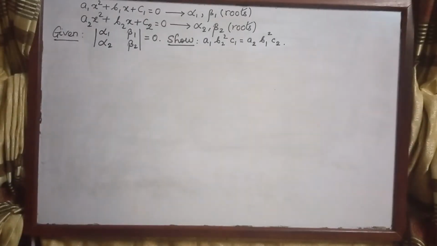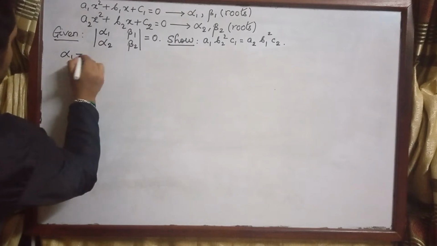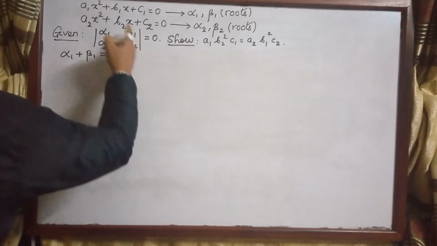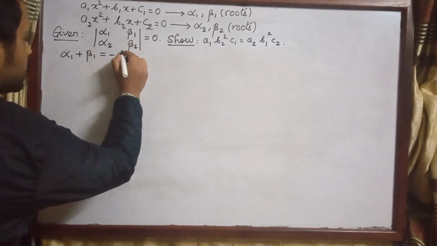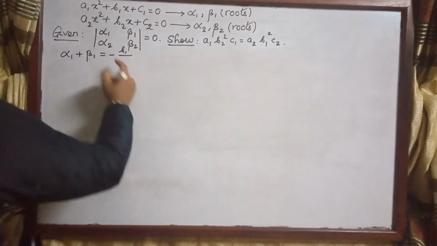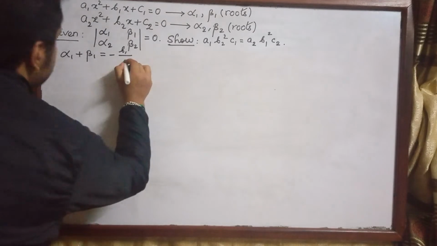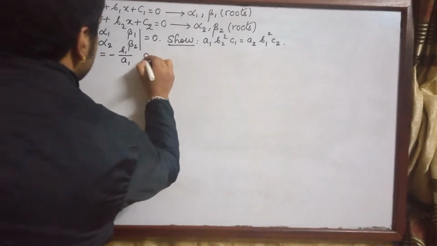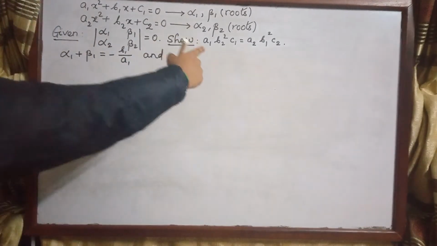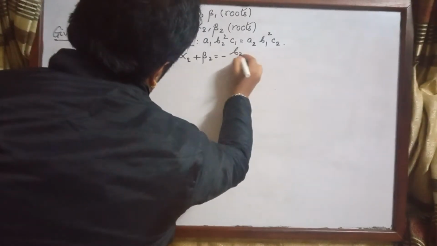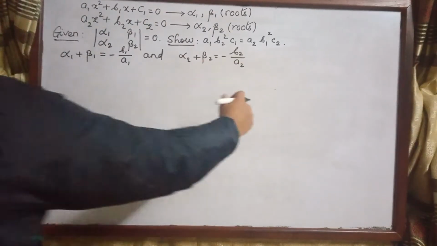So first of all, let's look at this. Alpha 1 plus beta 1, the sum of roots of the first equation, will be equal to negative of the coefficient of x, which is b1, over the coefficient of x squared, which is a1. And similarly, alpha 2 plus beta 2 will be equal to minus b2 over a2. Let's call both of these equation 1.